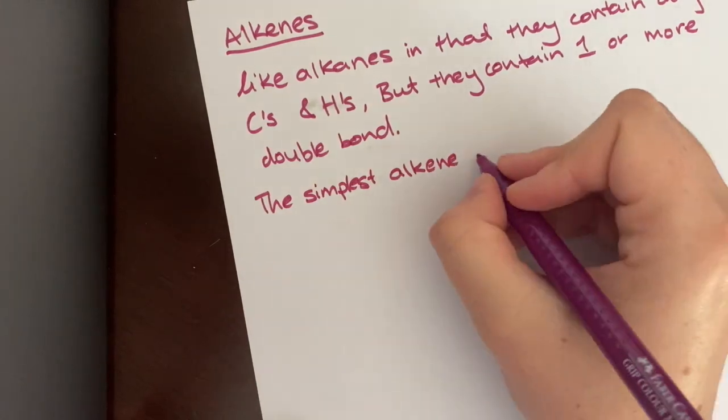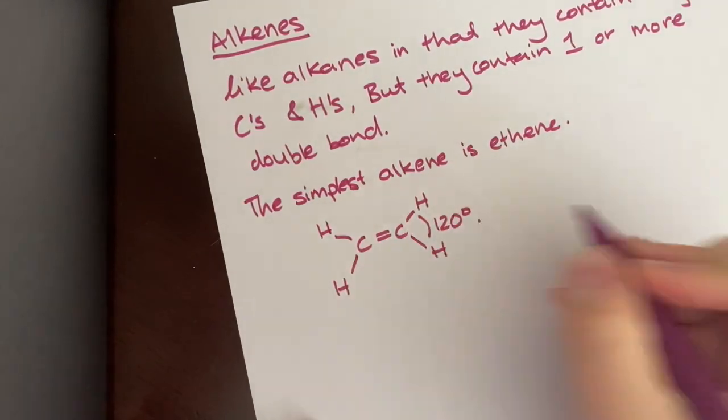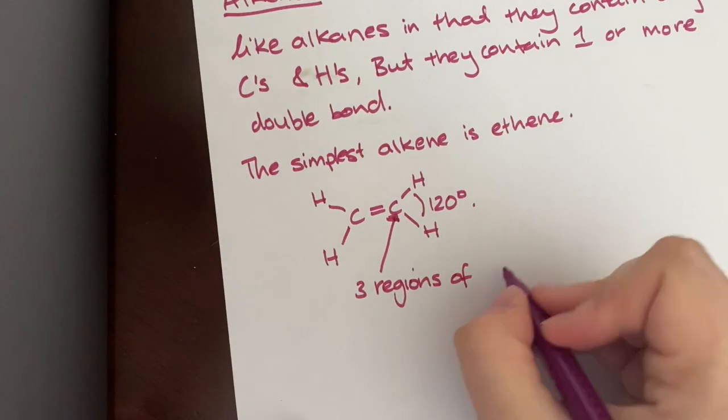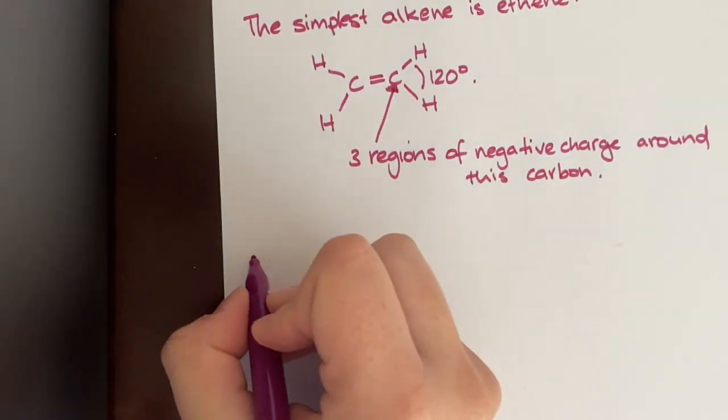Cool, so our simplest alkene is ethene. We've got two carbons and they are doubly bonded to each other. Note that each carbon has only 3 regions of negative charge now, hence that 120-degree angle I've drawn there.